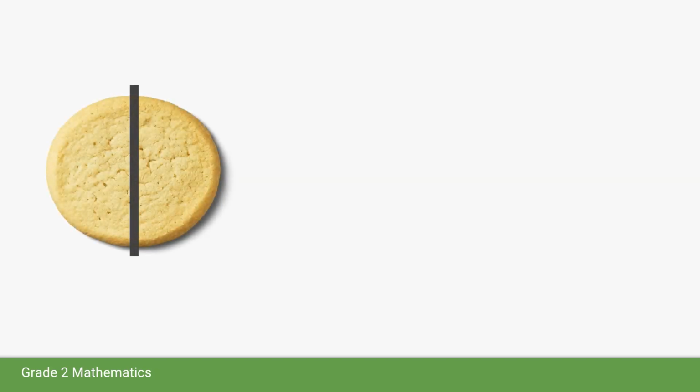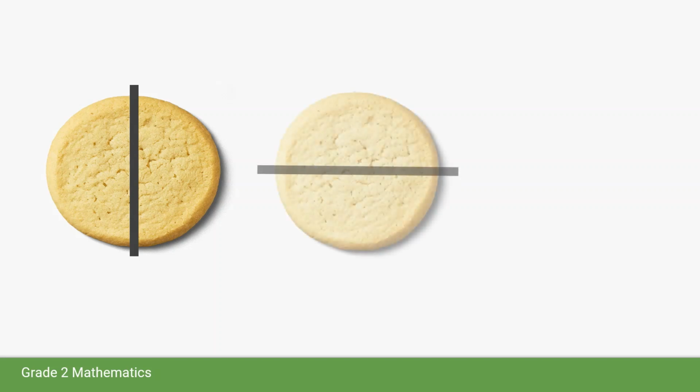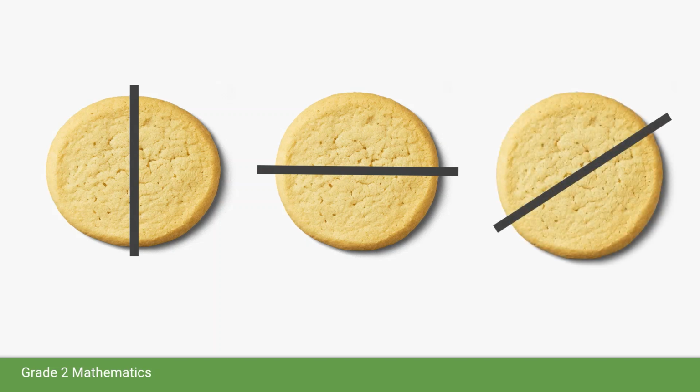Lines of symmetry can go many different ways. For example, let's look at the cookies that we just looked at. Sometimes the line of symmetry will be vertical or straight up and down, like you can see here. Sometimes the line of symmetry will be horizontal. And sometimes we might even have lines of symmetry that are diagonal. Let's practice creating lines of symmetry.